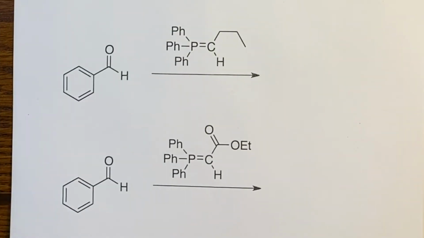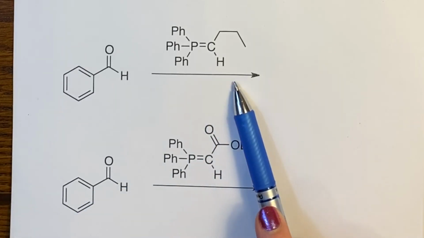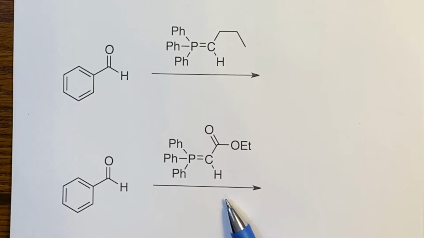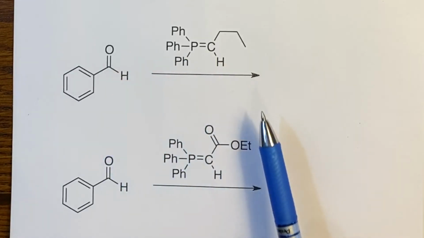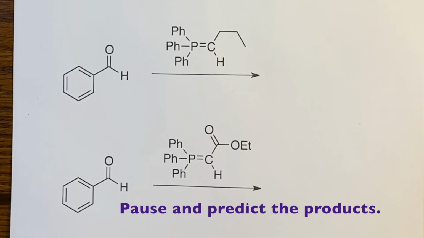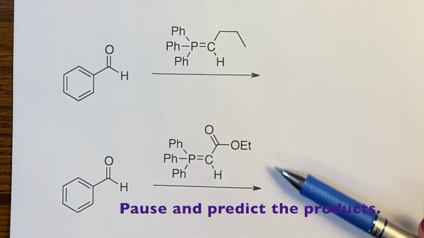So I want you to take a moment and predict the products of the two reactions that you see here. We have benzaldehyde as our starting material in both reactions, and in the first case I have my unstabilized ylide, and in my second case I have my stabilized ylide. Be very careful. Make sure you count your carbons. Make sure you figure out where the bonds are going to be made and where the bonds are going to be broken. Separate your double bonds into the 4 components and figure out how those components will change partners during the course of the reaction. Pause the video and predict the product of these two reactions.